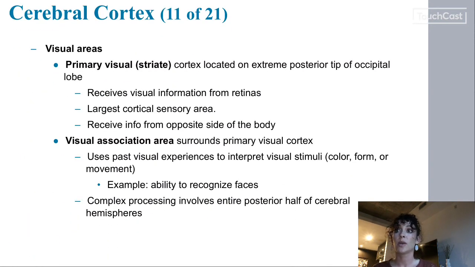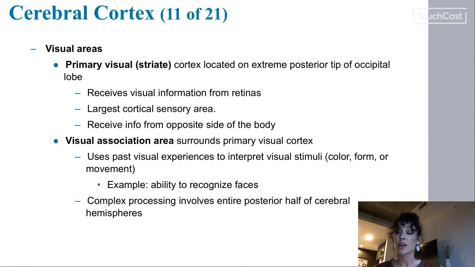So these visual areas, we have a primary visual area located on the extreme posterior tip of the occipital lobe. It is going to receive the visual information from our retinas. This is going to be our largest cortical sensory area, so it takes up a huge chunk of that occipital lobe. It's going to receive input from the opposite side of the body too, so information is getting crisscrossed in your brain. What is seen with your right eye is being interpreted from the left side and vice versa. It seems kind of strange that this information coming right from our eyes isn't interpreted in the most anterior part of the brain that sits right behind our eyes. It actually goes all the way to the back in order to interpret what we're seeing.